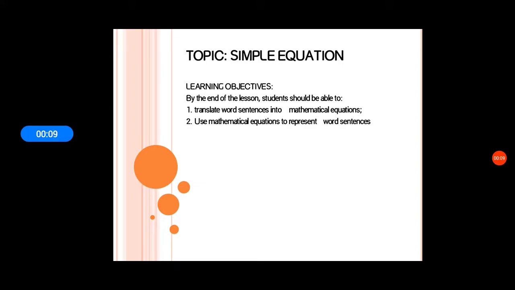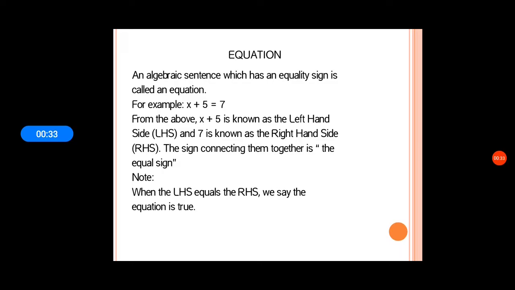Today we'll be talking about simple equations. But before we go into the lesson in detail, let's quickly glance through the lesson objectives. By the end of the lesson, students should be able to translate word sentences into mathematical equations, and use mathematical equations to represent word sentences. Let's go to the lesson in detail.